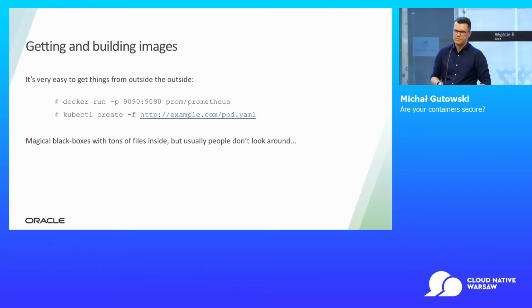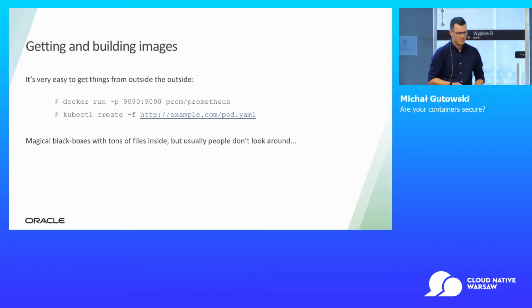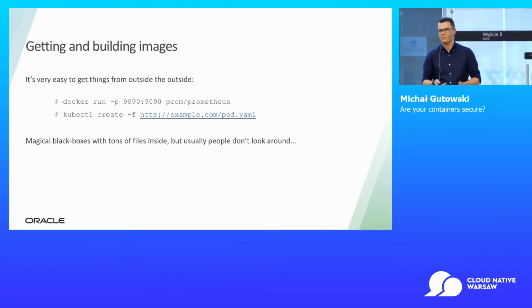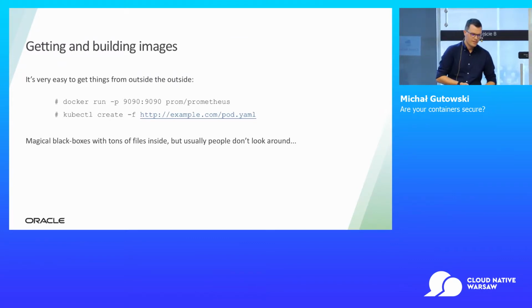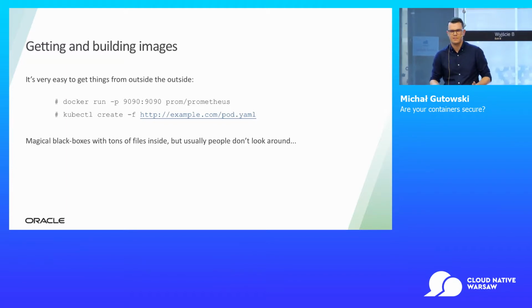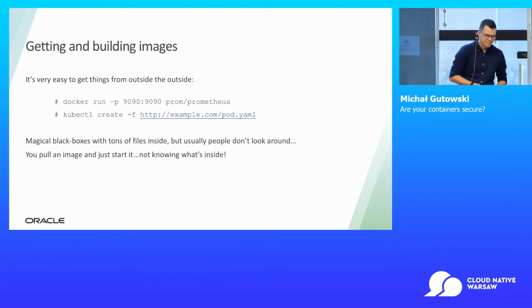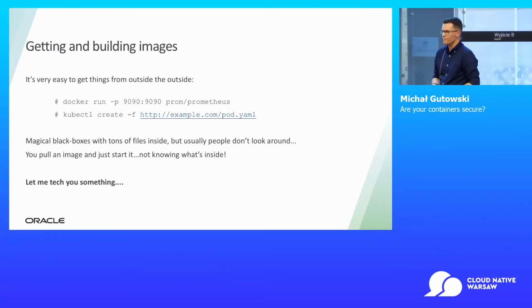So we somehow got to the point of time that we started trusting those magical black boxes, right? The containers, right? Because this is the revolution. Everyone is putting stuff in containers. You just download it, run it. Nobody looks what's inside. Yeah, magical black boxes. And there is another thing.